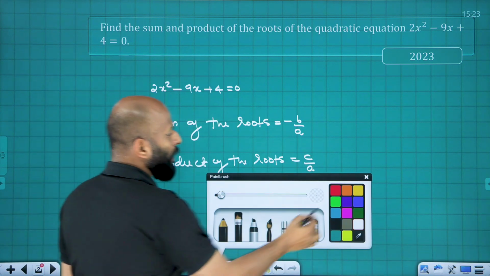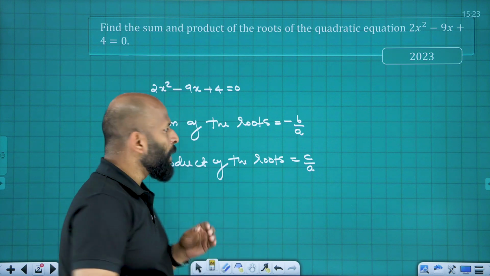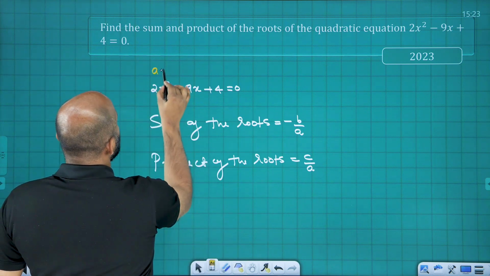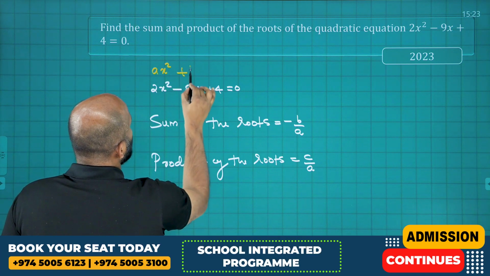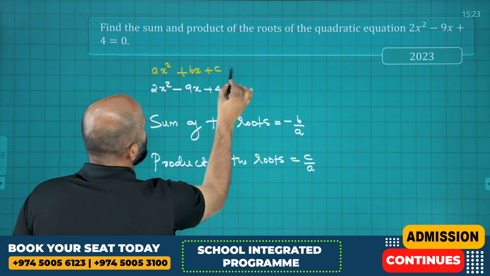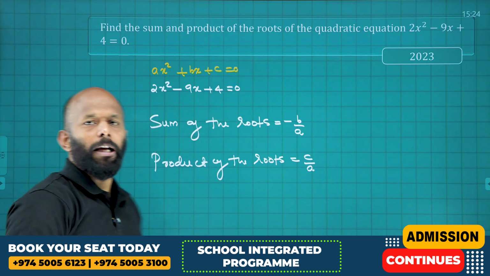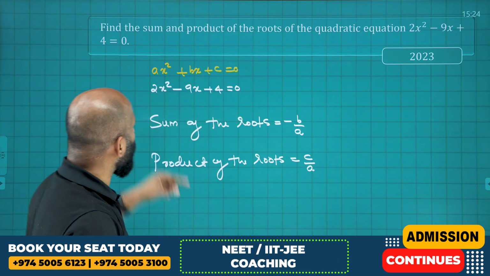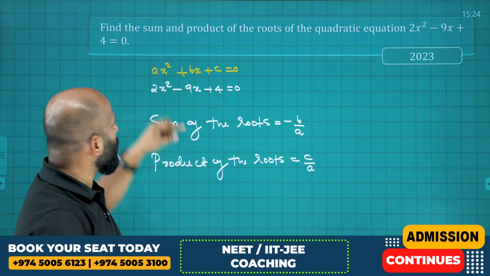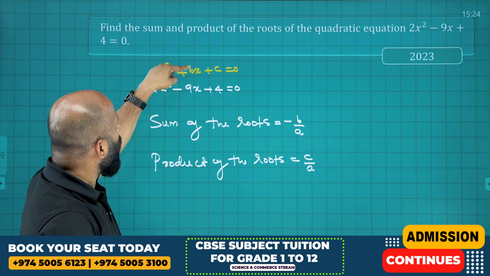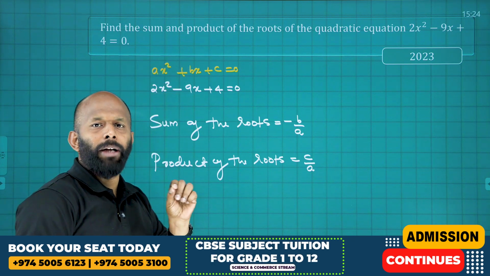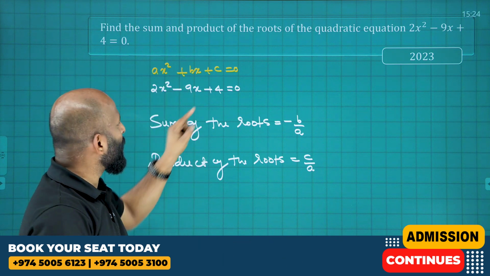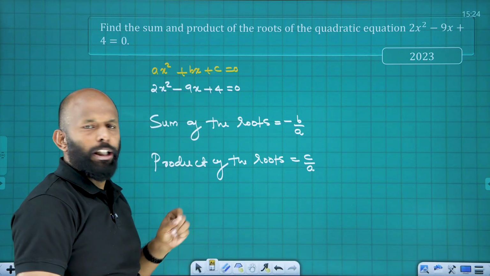Now, how can we find the values of a, b, c? For that, we can compare this given equation with the general form of the quadratic equation, which is ax square plus bx plus c is equal to 0. When you compare these two equations, you will get a is equal to 2, b is equal to negative 9, and c is equal to positive 4.